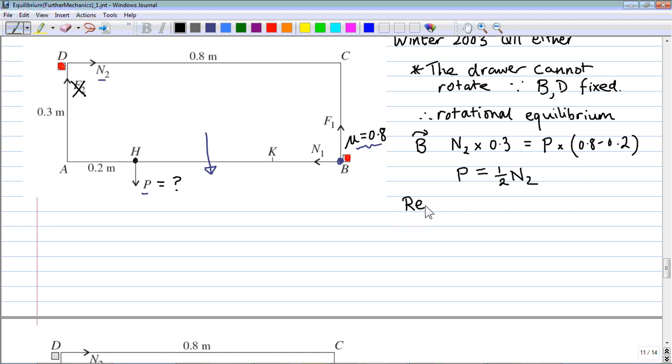So resolving parallel to, let's say, CD, we get the simplest possible equation, because now we see that the contact forces N2 and N1 must be equal.